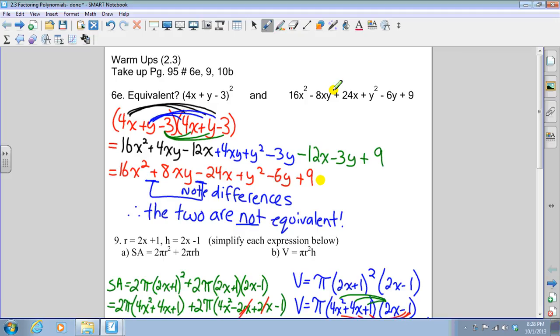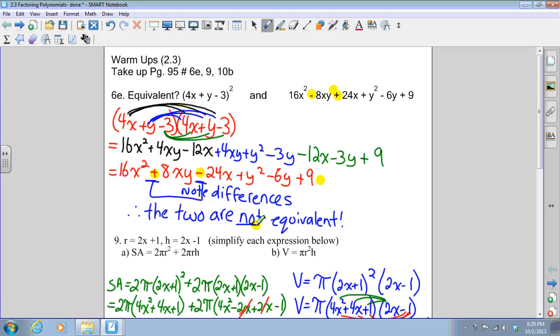And what you'll notice is that there are some differences, although maybe at first glance you may not notice. But look at the negative sign in front of 8xy, and here it's a positive sign, whereas you have a positive 24x and here a negative 24x. So even the signs, if they're different, that tells us therefore these two are not equivalent.